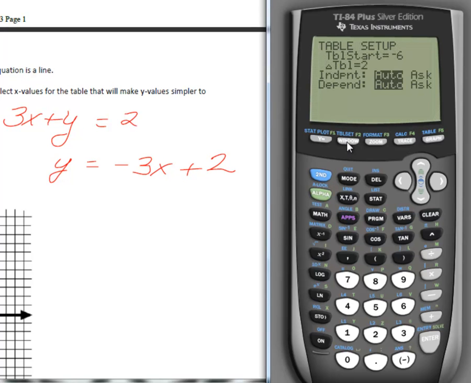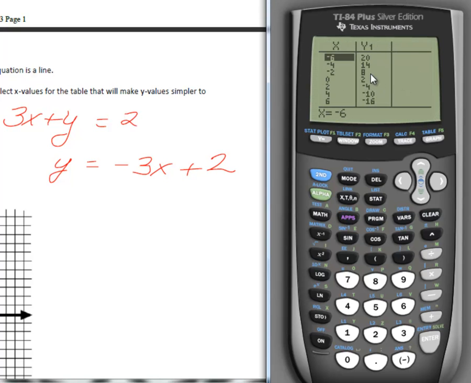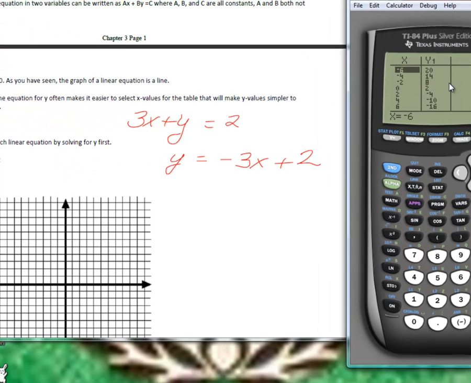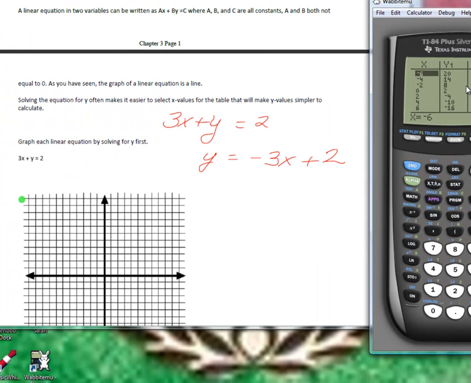And then we go to the setup. And I'm thinking we can definitely start at negative 6. That seems like a good place to start. And it's okay. Let's leave this the way it is. I'm not going to make any changes, and let's go look at the table. And notice we have some y values that are a bit large for our grid, but we've got at least 3 points in the middle that are within our grid range. So we can use those 3 points to graph this line.